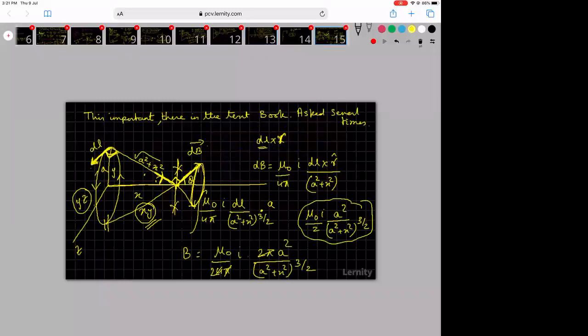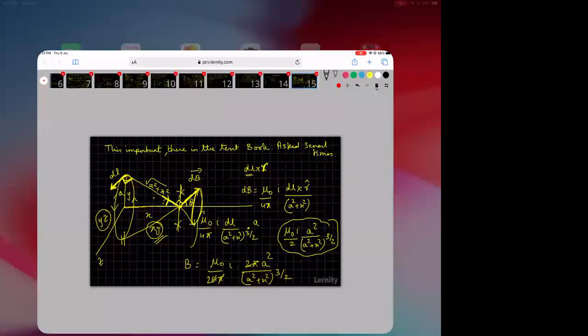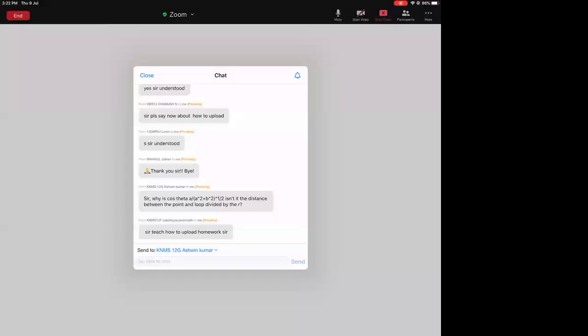Okay, so how to upload your homework? Okay, y is cos theta, a by, isn't it the difference between the point and the loop divided by r? Y is, one second, y is cos theta, a by, isn't it the difference between, no, cos theta, okay, next class we will do.